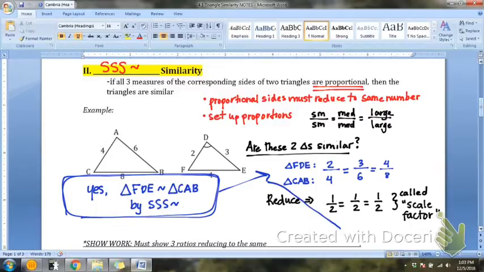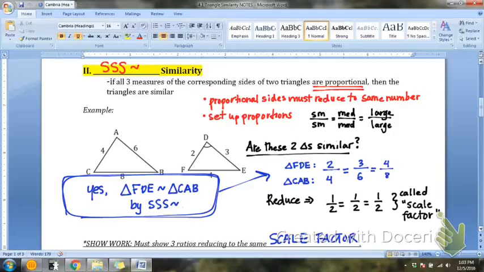scale factor. That's your blank down there at the bottom. They must reduce to the same scale factor, and that's the work that you have to show me, which is what we did over there when we set up our proportions, okay? So that's the work that I need to see if you're going to say side, side, side.